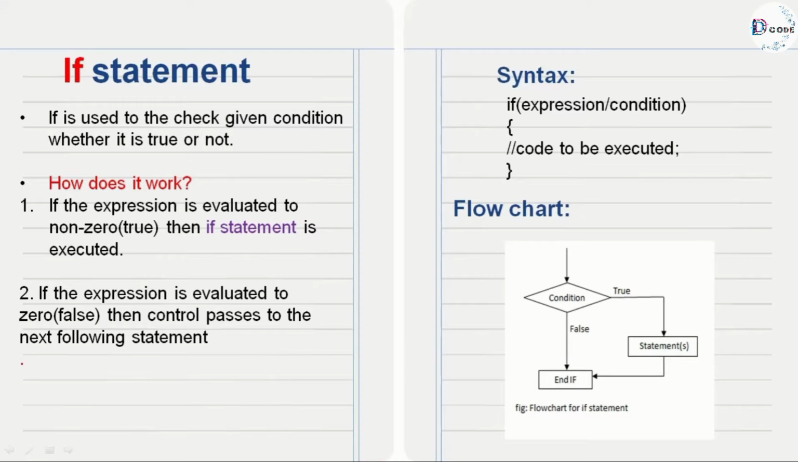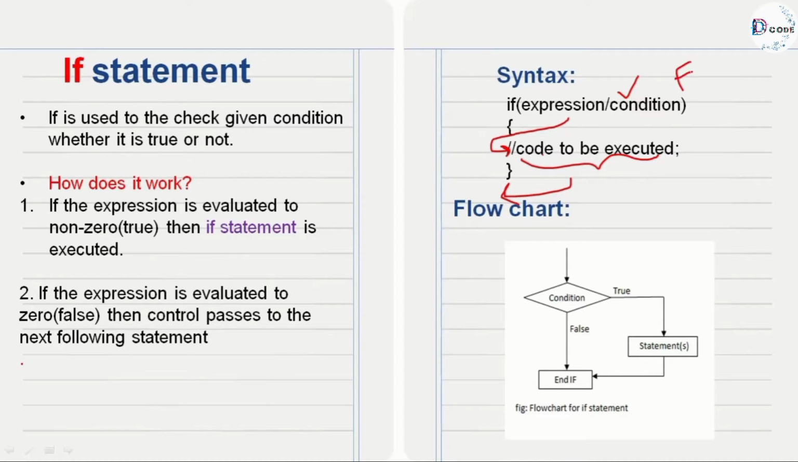Now, let us look at the if statement. I want you to see the syntax of the if statement. If, in brackets, expression or condition, then curly braces, inside the curly braces the code to be executed, then close the curly braces. The process is that if the condition is satisfied, the program control goes into the if block, executes this set of statements, and then exits the if block. Okay, this is when the condition is satisfied.